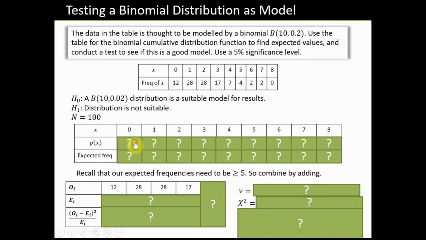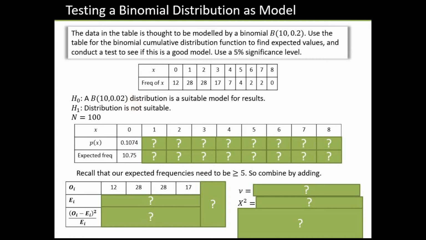So this one here comes out to be 0.1074. Now we know that there's 100 altogether, n is 100, so how many would we expect to get? Well, that's just the probability times 100. So for some reason it says 10.75 here, it should say 10.74, sorry.